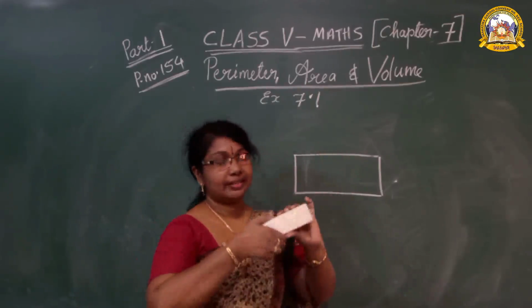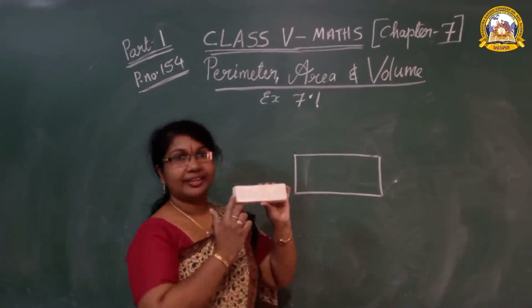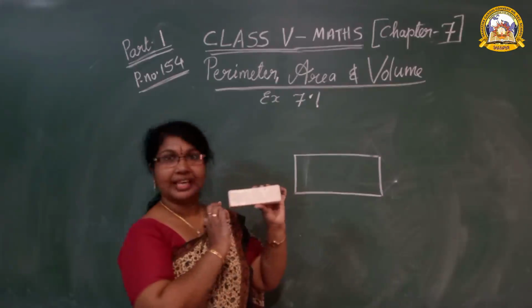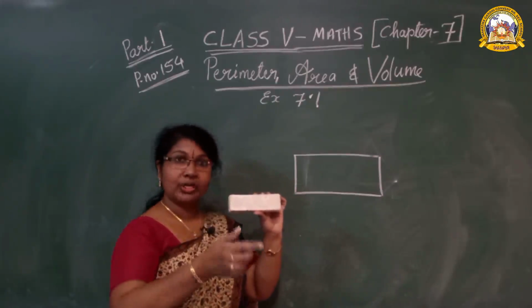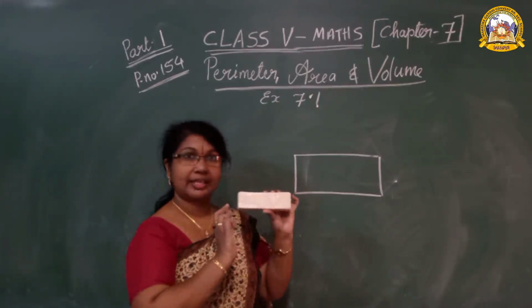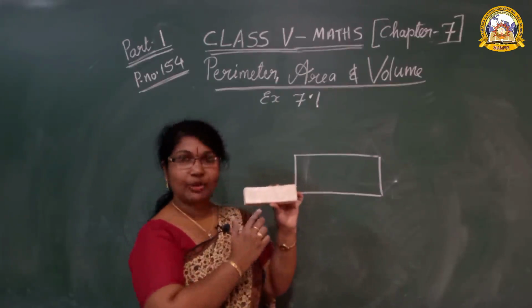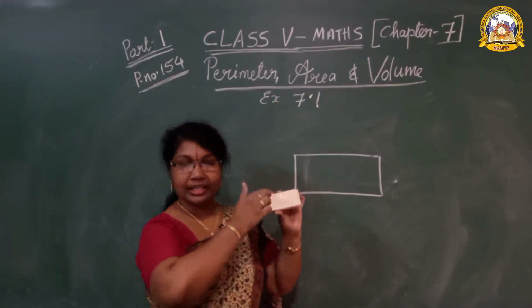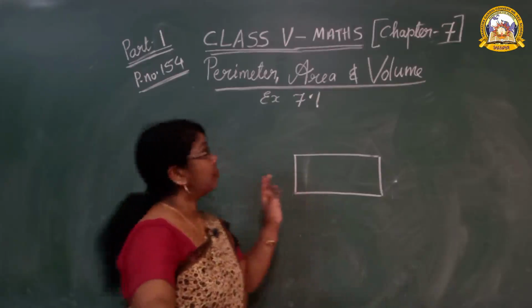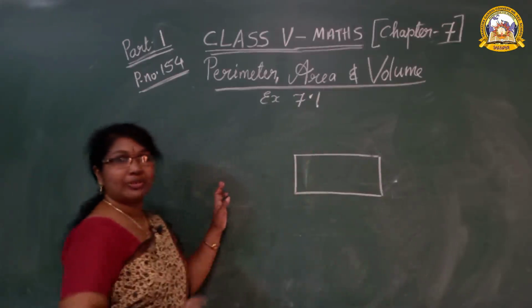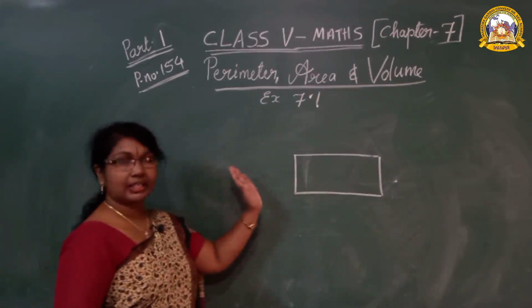See this duster? What's the shape of it? Can you say? It is a rectangle shape. In your book, the front side is a rectangle shape. All sides are equal? No, these two sides are equal. Your blackboard, what's the shape of the blackboard students? It is a rectangle shape.